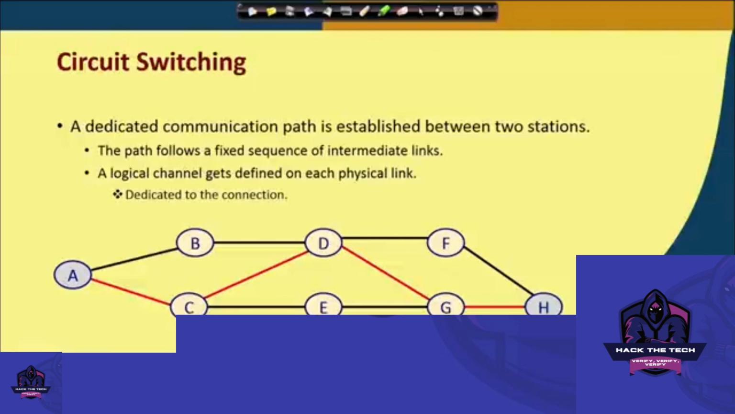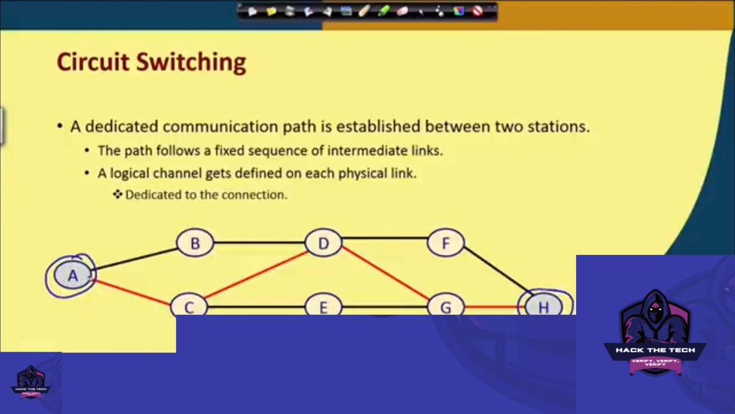Talking about circuit switching, whenever you want to communicate between two nodes, again I am talking about this A and H, what we are saying is that we are kind of establishing a circuit or a dedicated path for the communication. If you think of our old analog telephone systems, when we used to dial a number, then a dedicated copper path used to get established from the caller to the person you are calling. Similar is the case here.